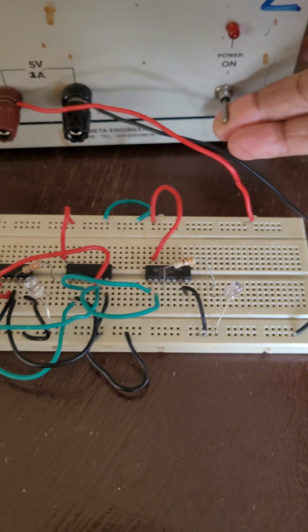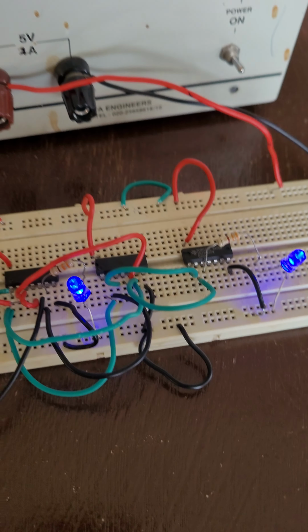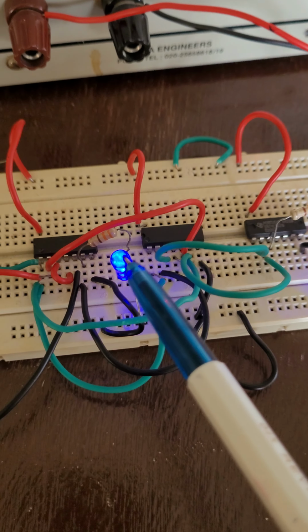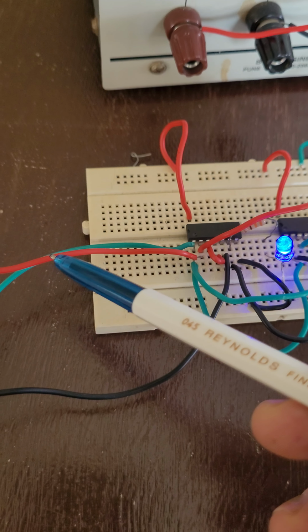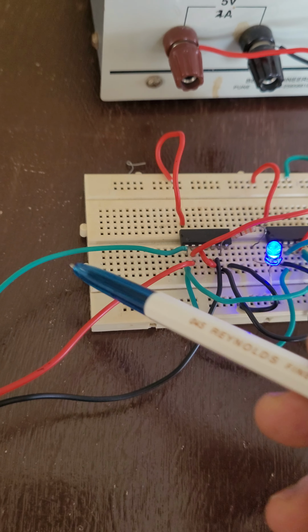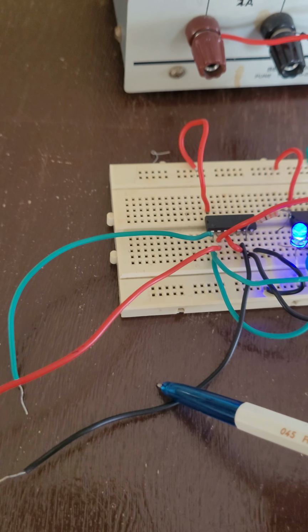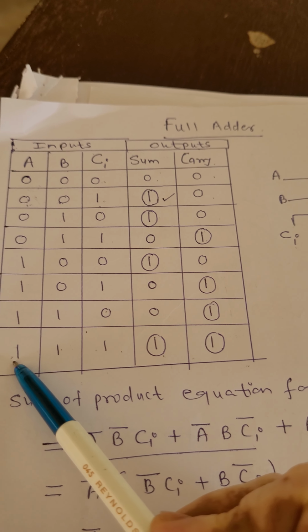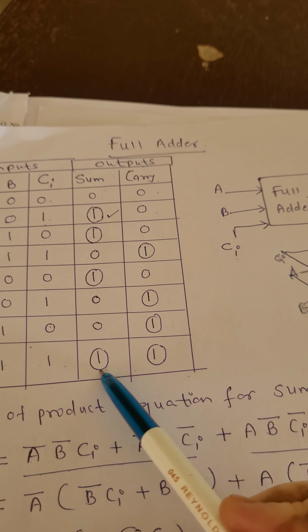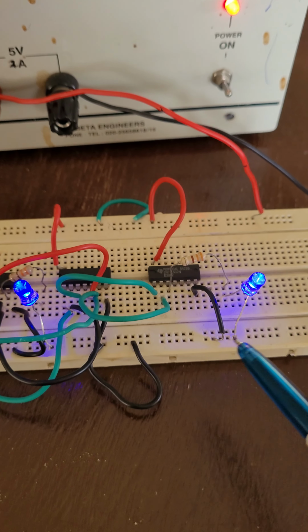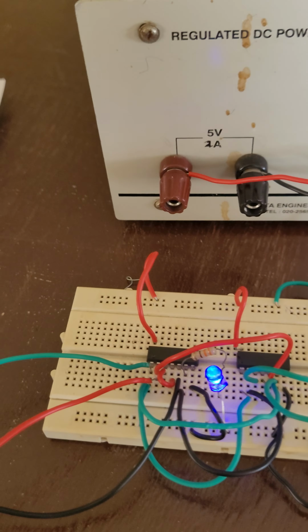So I will switch on the power supply now. If I see here, the sum LED is glowing, the carry LED is glowing, and all the inputs are open. Logic, when these inputs are open, I have not connected anywhere, they act as high. That means actually my condition in this truth table is 1 1 1. A is 1, B is 1, CI is 1. I expect sum should be high and carry also should be high, and I am getting that: sum is high, carry is also high.